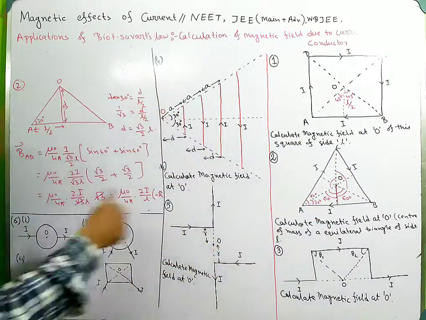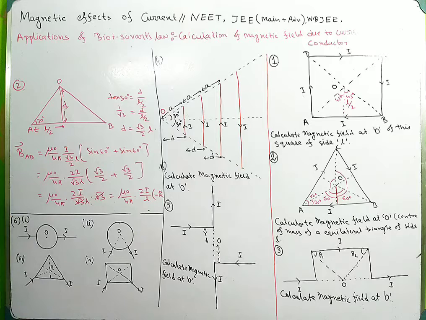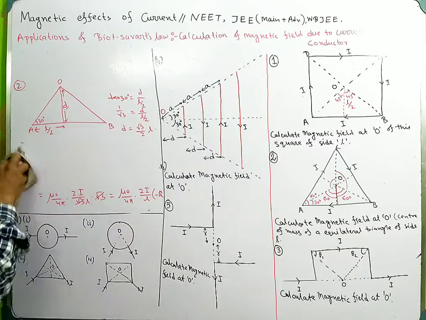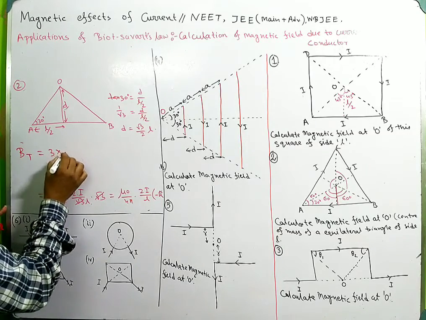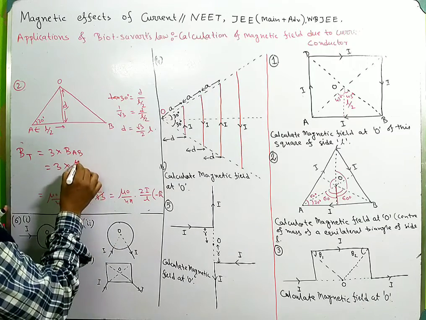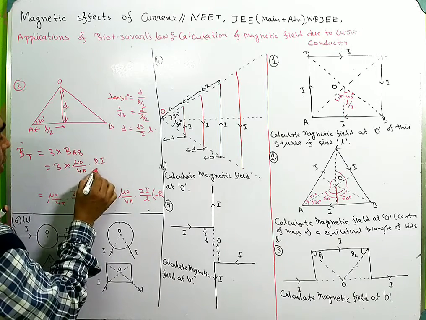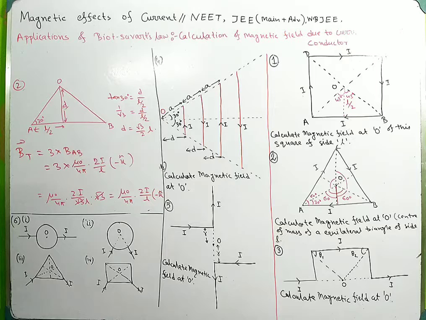So the magnetic field due to all these sides is in the same direction. So the total magnetic field will be multiplied by 3. So the total magnetic field is equal to 3 multiplied by the magnetic field for AB. So it will be 3 multiplied by mu 0 by 4 pi into 2I divided by L, minus k cap. Okay, this is 2, this is 2.